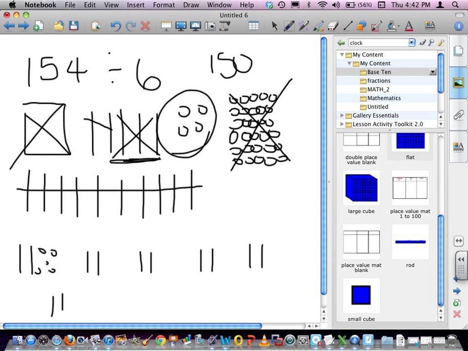Okay? If I'm in a higher grade, I might take that 4 and break it into decimals, but we're not going to do that now. We'll do that in middle school next year. I swear we will.